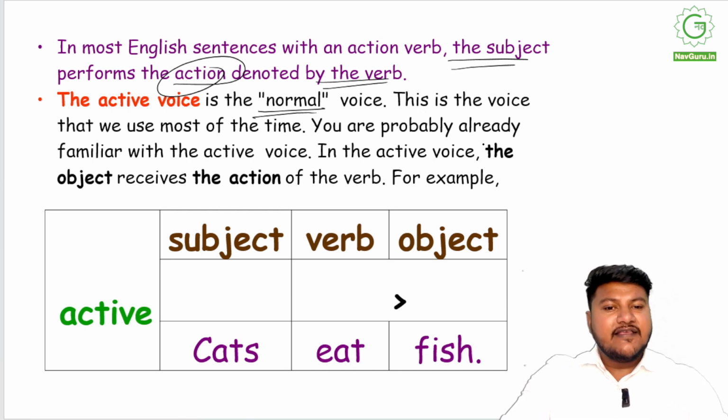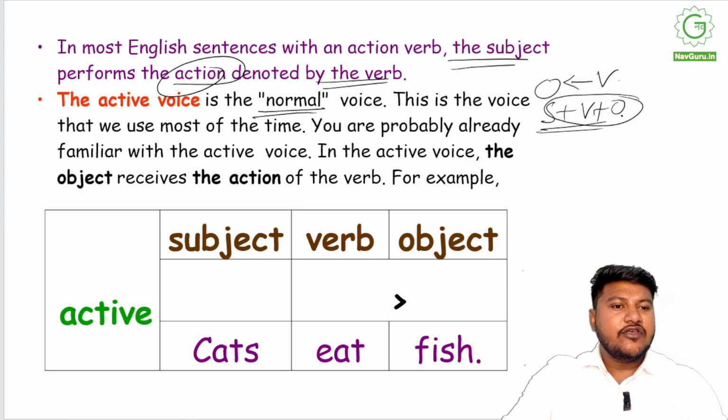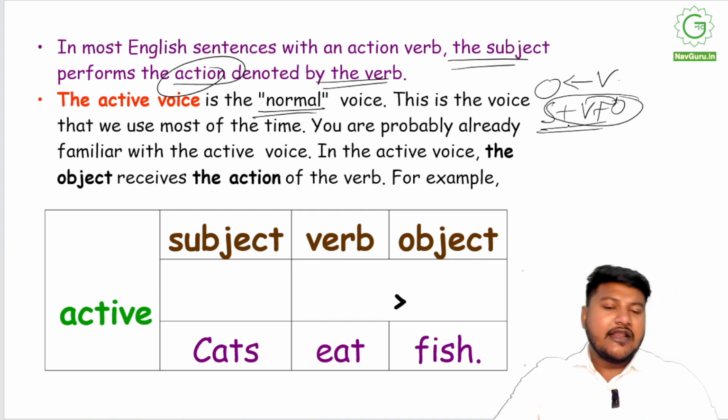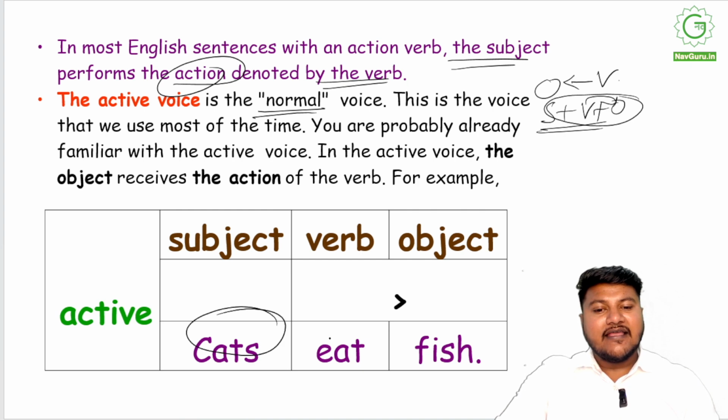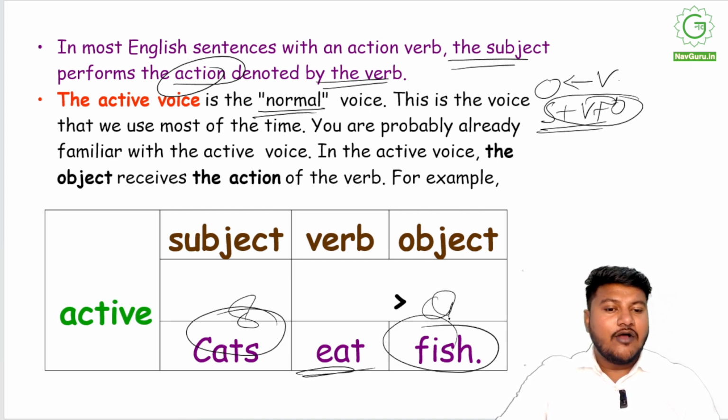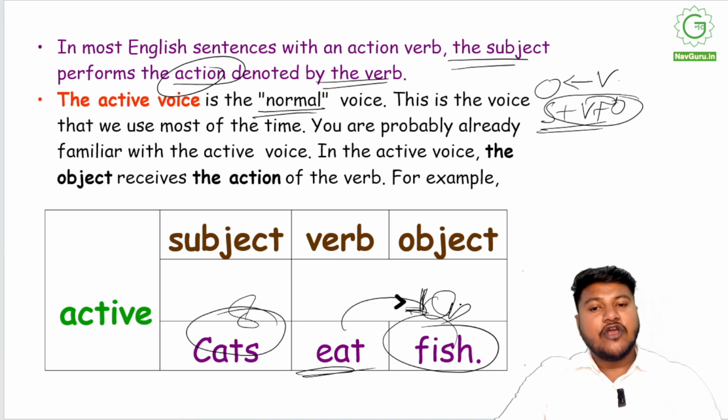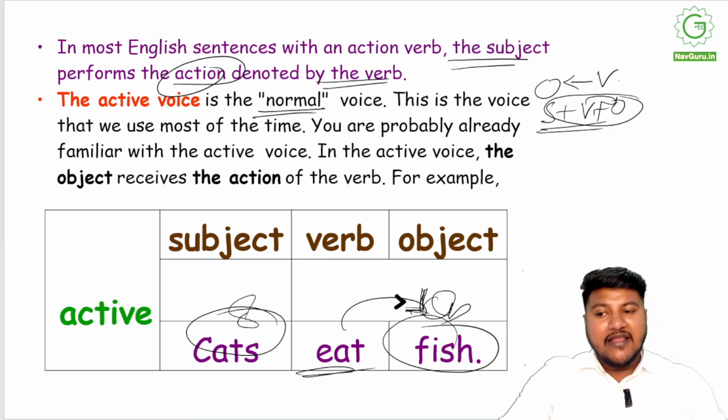What happens in this is the object receives the action of the verb, right? So subject, and then you come with the verb, and then comes the object, SVO. This is how it works, right? The object is on the receiving end of the verb being done upon it. For example, cats eat fish, right? So cats is the subject, fish is the object, and eating is the process happening upon the fish. So the object is receiving the action, that is eating.